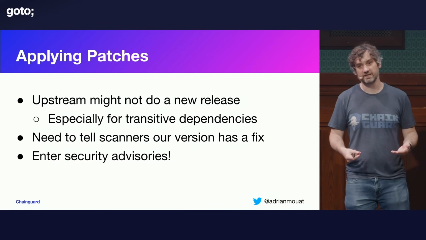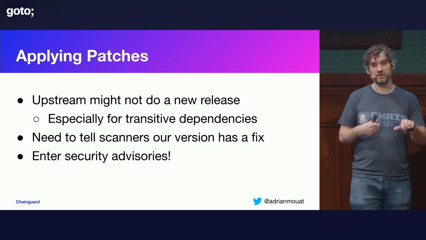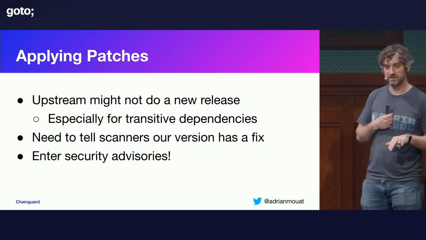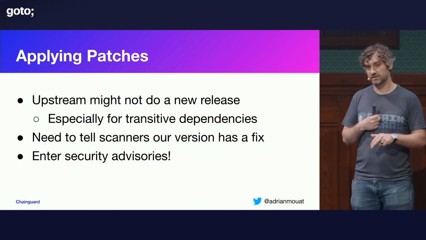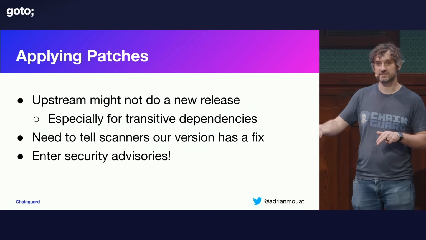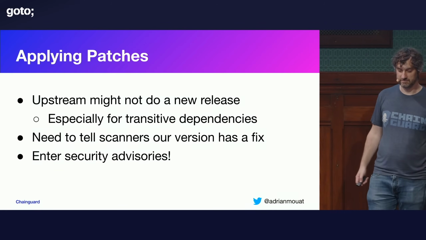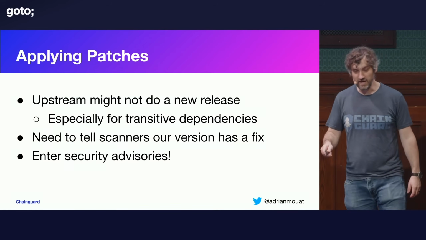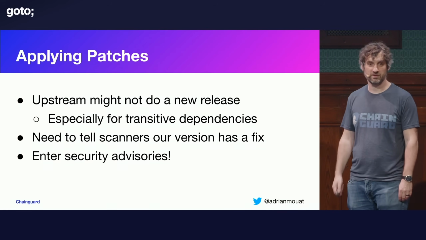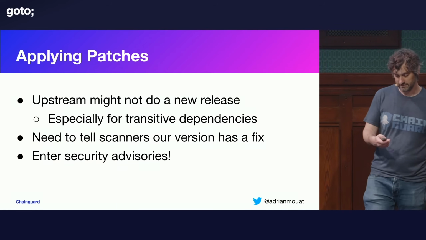So we need a way to tell the scanners, hey, we're on version 1.27 of food project, but we have fixed this vulnerability. Our version is not vulnerable to this CVE. And the way you tell scanners that is through something called a security advisory.